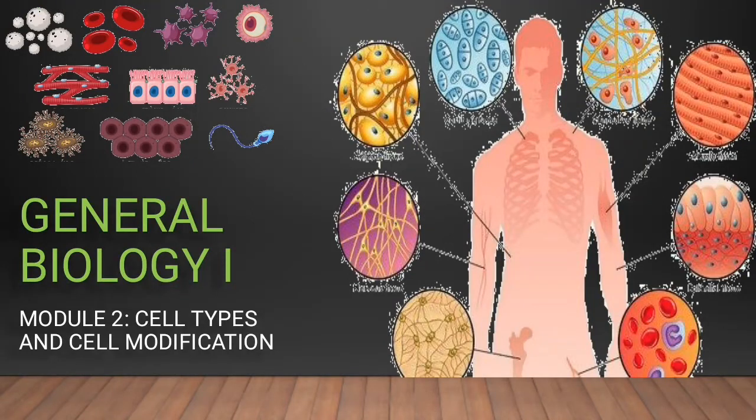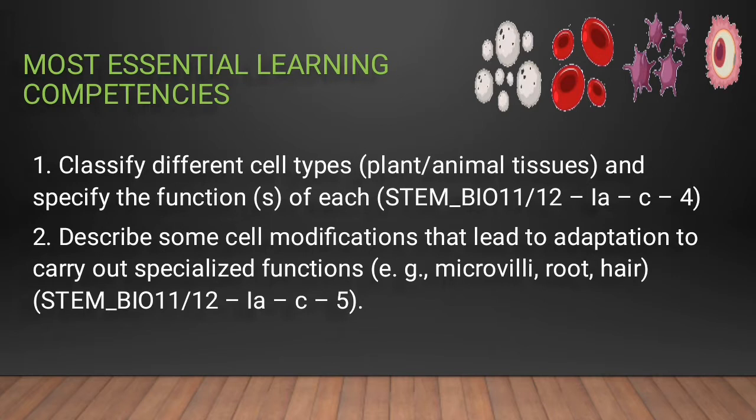Module 2, Cell Types and Cell Modification. Most essential learning competencies are to classify different cell types, which includes plant and animal tissues, and specify the functions of each. Describe some cell modifications that lead to adaptation to carry out specialized functions.